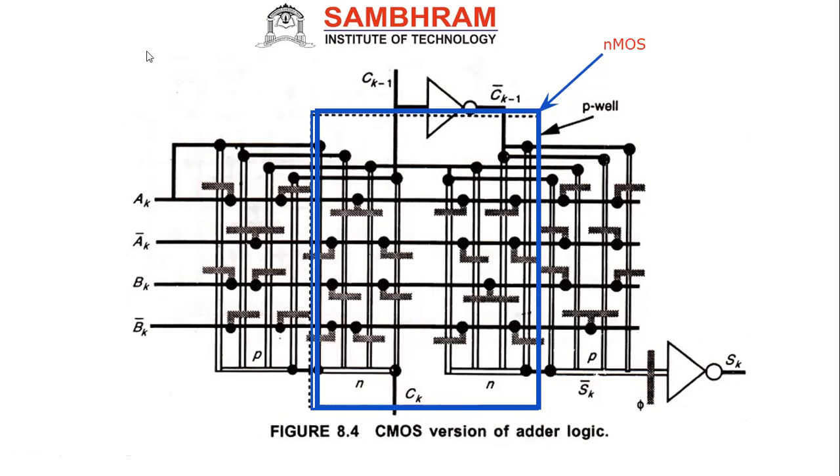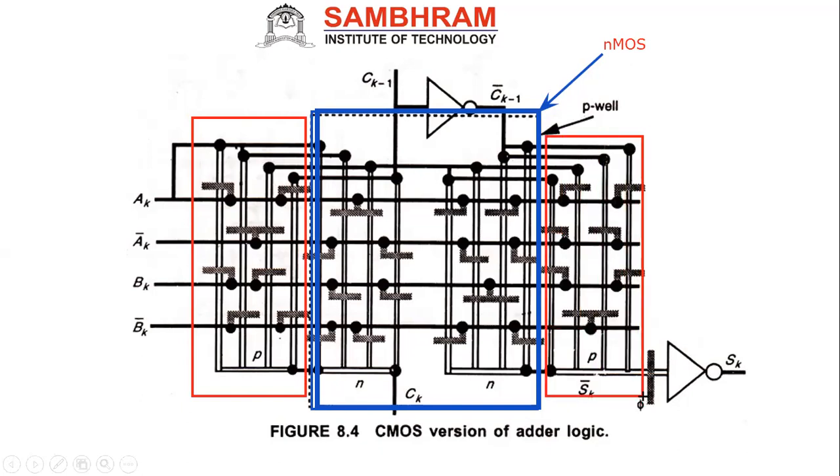So let me see. This portion is, and this portion, it is a PMOS. This is the PMOS actually. Right, but the rest of the things, just as I said, you know how to draw. Now here in this CMOS, same diagram only, just additionally we added SK also. See, this is the modified diagram, that is the CMOS version of adder logic here.